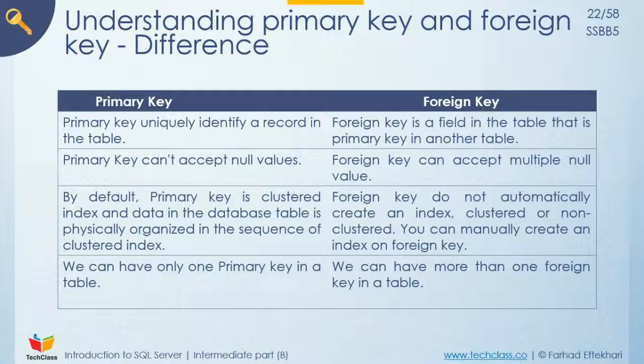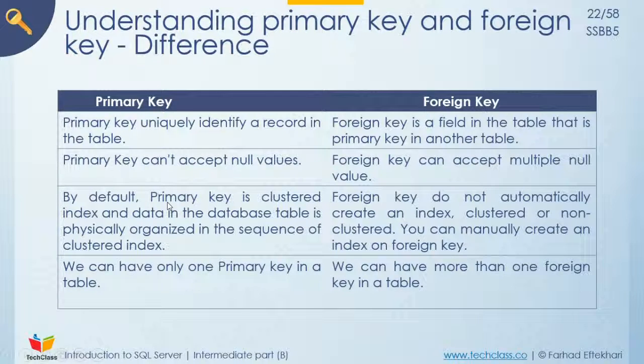And let's see what the differences are between primary key and foreign key. In my opinion, from the previous example, you clearly understood the differences, but let's go on and read about them and get more familiar with them. A primary key uniquely identifies a record in the table, and a foreign key is a field in the table that is a primary key in another table. A primary key can't accept null values because it's pointless to have a unique identifier which is a null value. But a foreign key can accept multiple null values.